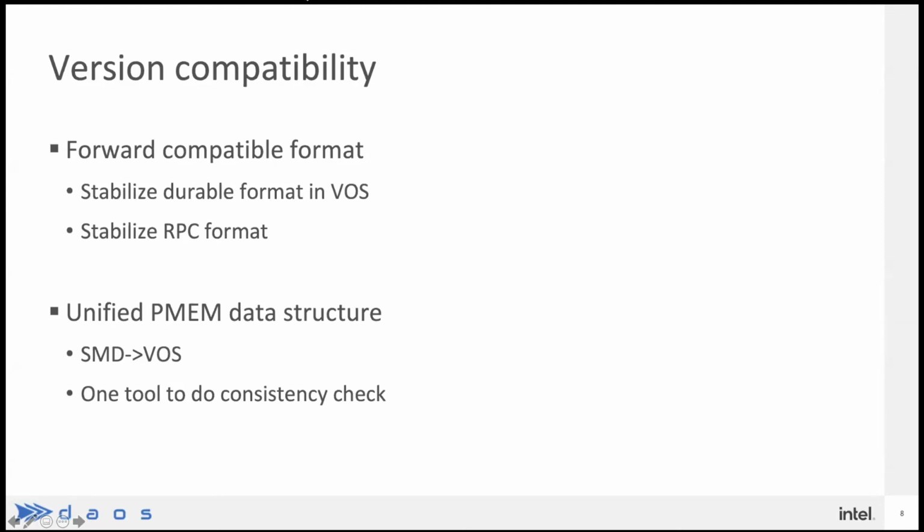SMD is a server metadata database used by the DAOS engine to store local storage metadata. Originally, it had its own data format, which is different from WAL. In the 2.0 release, we changed the SMD implementation and just use the WAL, which can be abstracted as a KV store, to store SMD data. So in the future we can use the same tool to do the consistency check, and it will be easier for us to support catastrophic recovery.